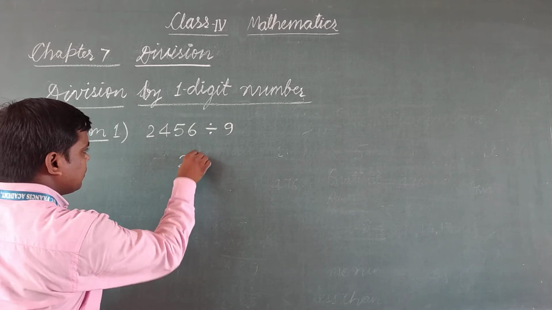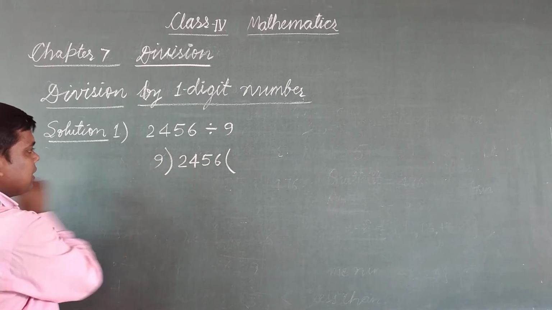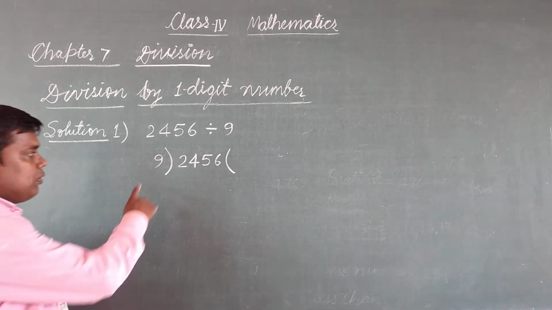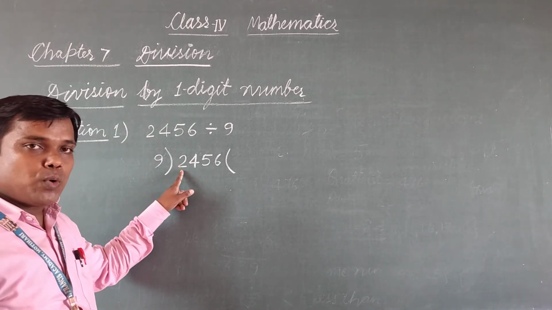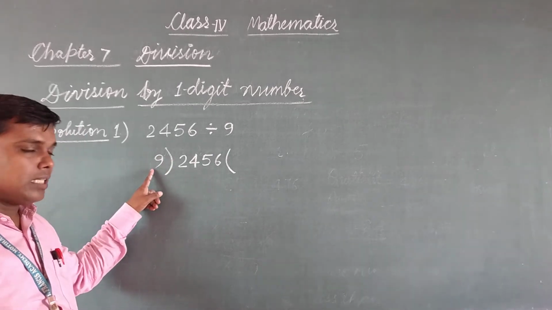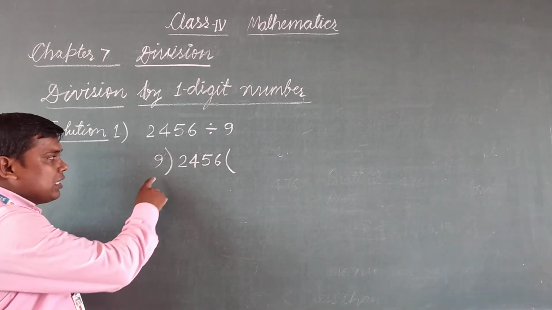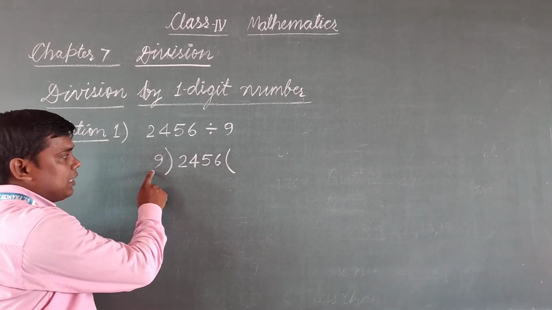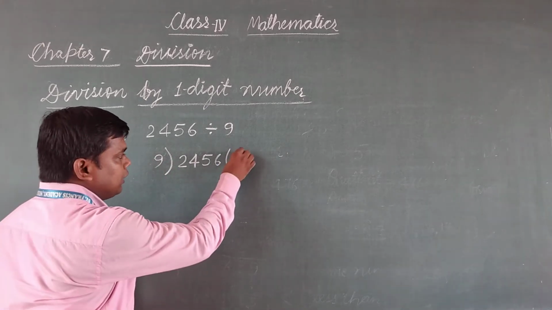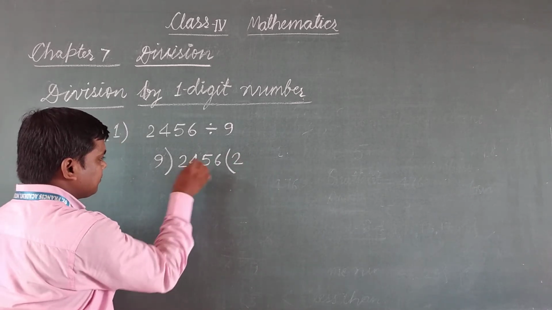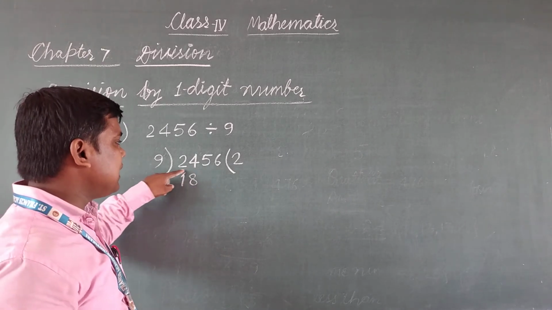We will write here 2456 as dividend, and here we write 9 as divisor. So we will start to divide this one. We are seeing the most left digit is 2, which is smaller than 9. So we have to take 2 digits. Then we will think the table of 9, the number which is near to 24. So 9 2s are 18. Always remember, we have to write a number which is less than the number here.